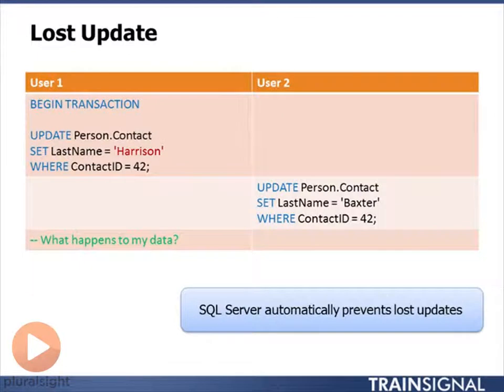Now, to try and help explain each one of these, the next handful of slides have a few examples. You'll notice, first of all, a lost update. A lost update would be where my user 1 over there begins a transaction, says update person.contact set last name equal to Harrison, where contact ID equals number 42. User 2 comes along and they say update person contact set last name equal to Baxter, where contact ID equals 42. And that operation succeeds. I was in the middle of trying to modify some data. What happened to the modification that I was performing? That's a lost update because that's now gone. It's now been replaced with Baxter.